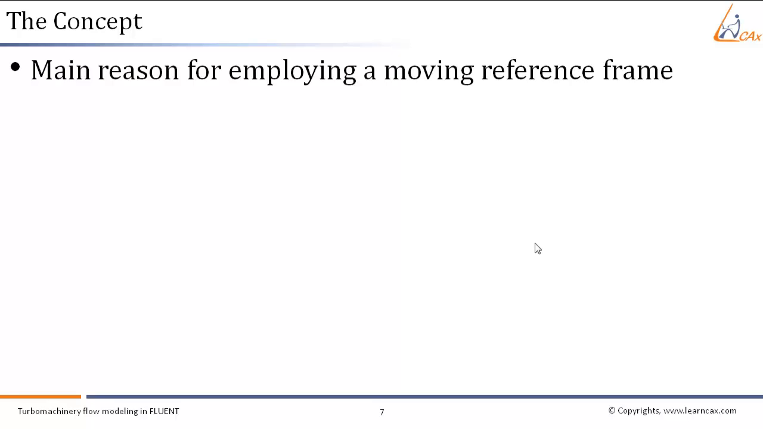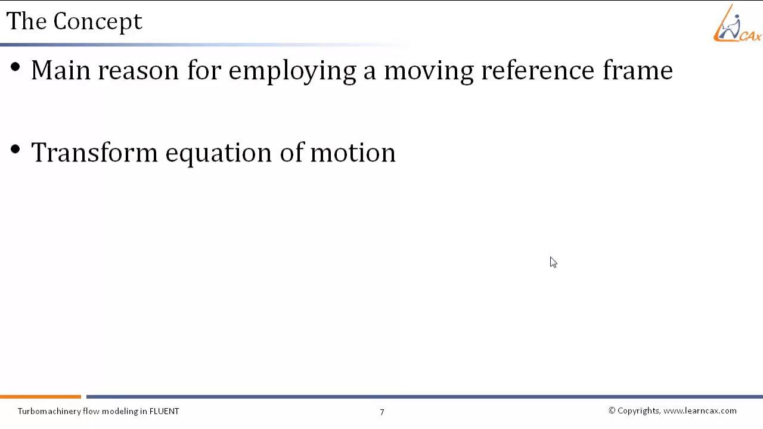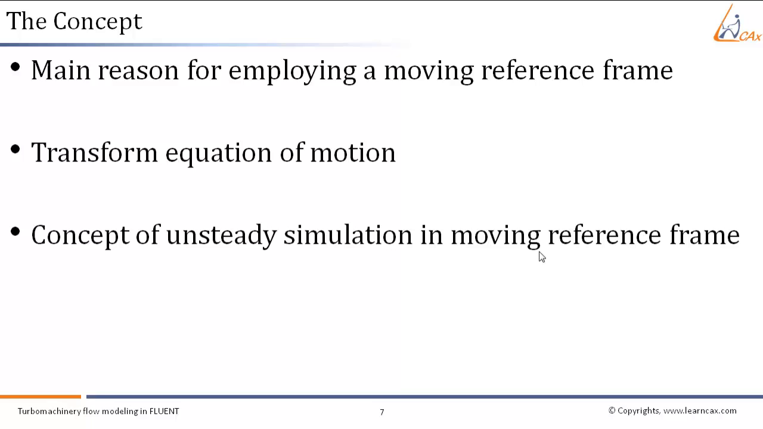The main reason for considering a moving reference frame is to convert the problem which is unsteady in the stationary frame to a problem which is steady in the moving reference frame. For this, we need to transform the equations of motion to the moving reference frame such that a steady state solution is possible. Now be sure not to be confused by this concept.